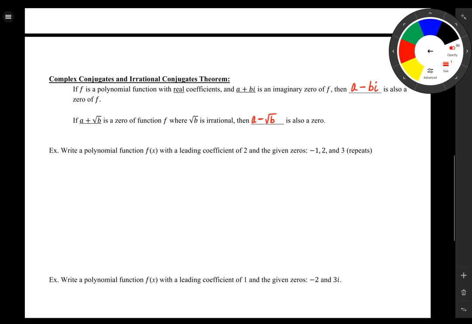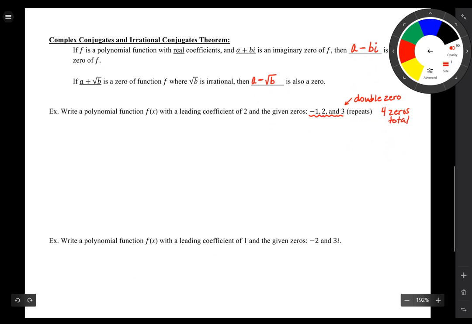For the next example, write a polynomial function f of x with the leading coefficient of 2 and the given zeros. So the given zeros are -1, 2, and 3. So 3 repeats twice. So that's a double zero. So there's a total of 4 zeros. And we have to write the equation given that information. So how do we go about doing this?